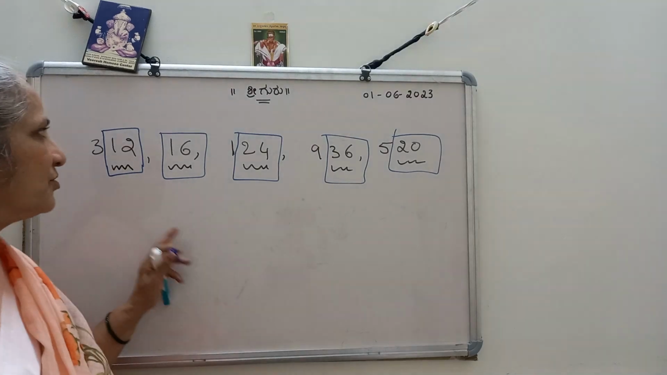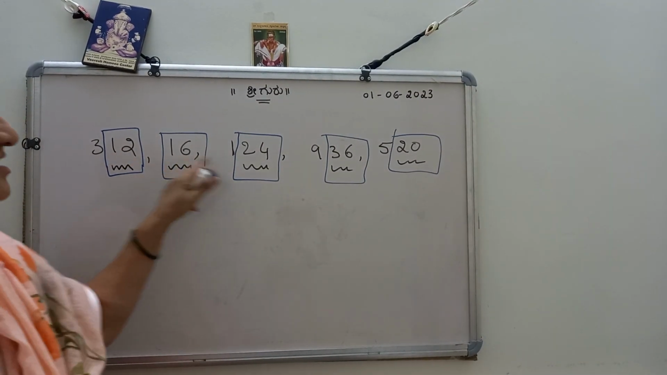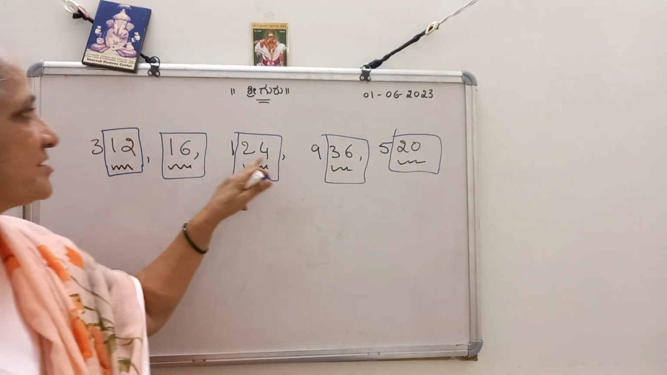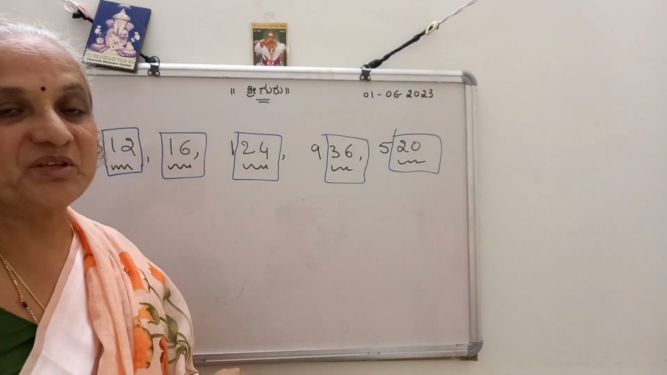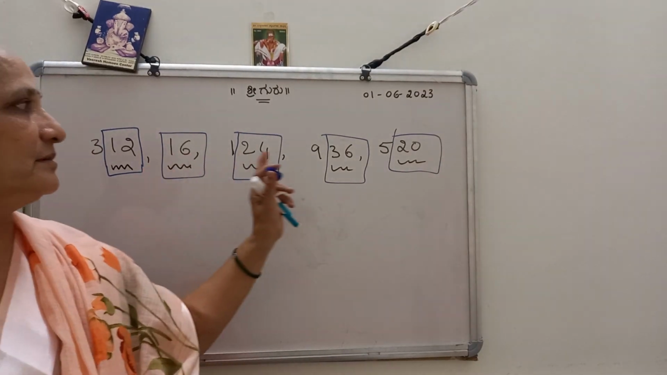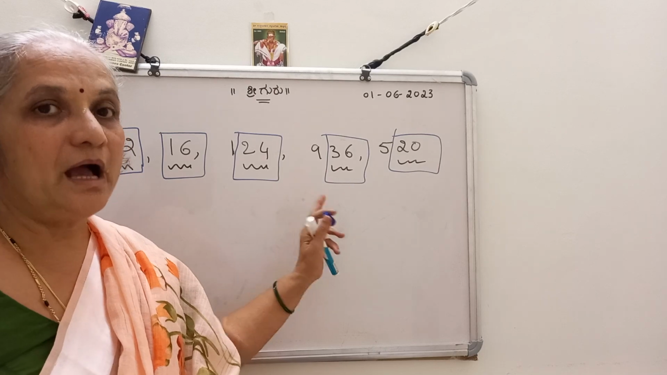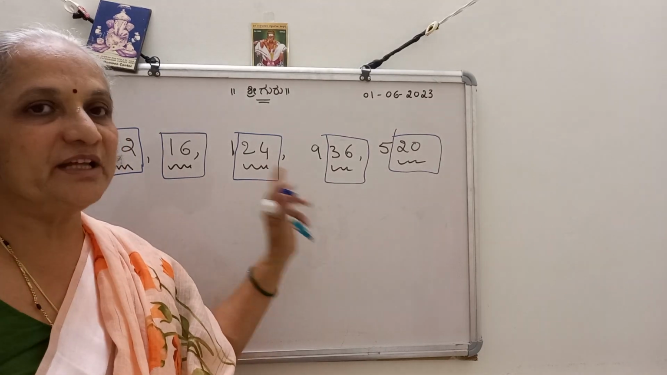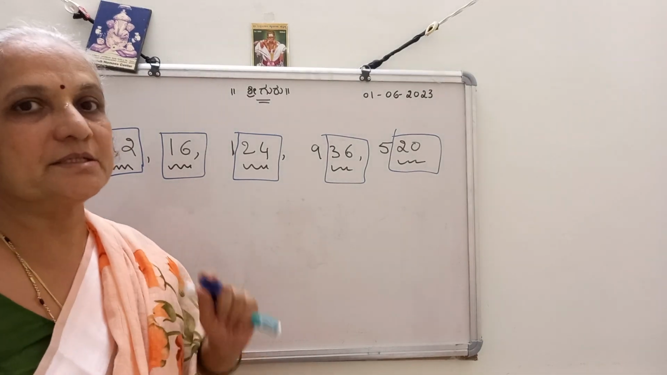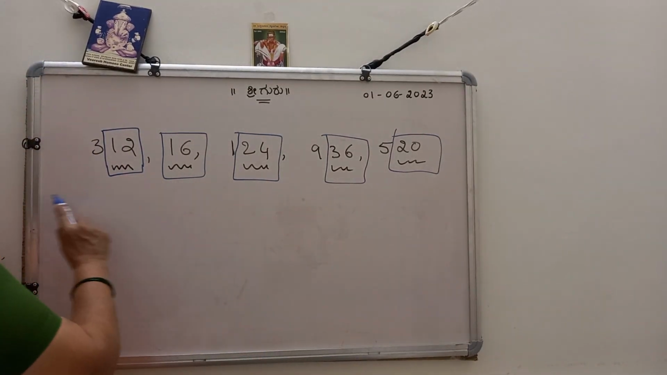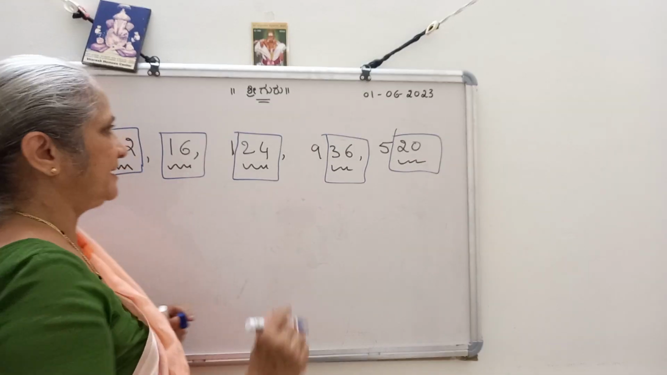Count the tables. 4 ones are 4, 4 twos are 8, 4 threes are 12, 4 fours are 16, 4 fives are 20, 4 sixes are 24, 4 nines are 36. So these numbers formed by the last two digits of the number are divisible by 4. Therefore, these numbers are divisible by 4. Can we check it?